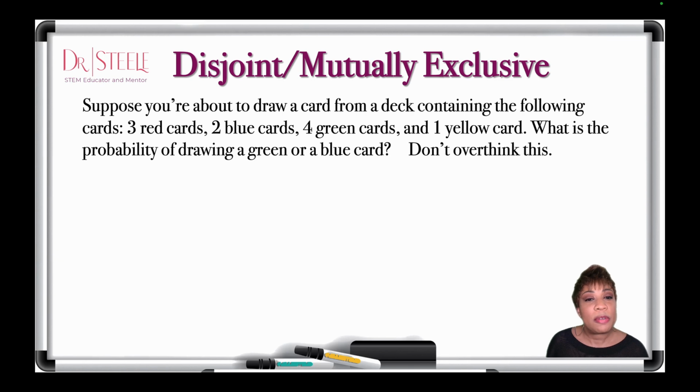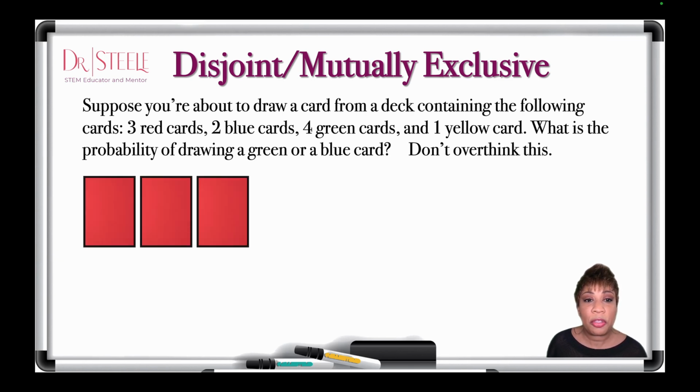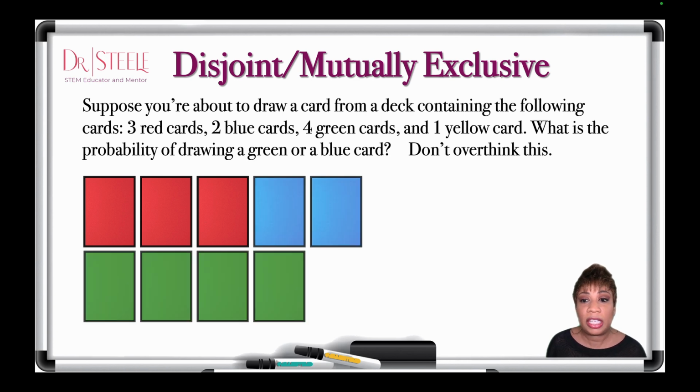Now, suppose you're about to draw a card from a deck containing the following cards: 3 reds, 2 blue, 4 green, and 1 yellow. What is the probability of drawing a green or a blue card? You can answer. Don't overthink it. There's a nice picture and everything. Yes, I'm waiting for your answer.